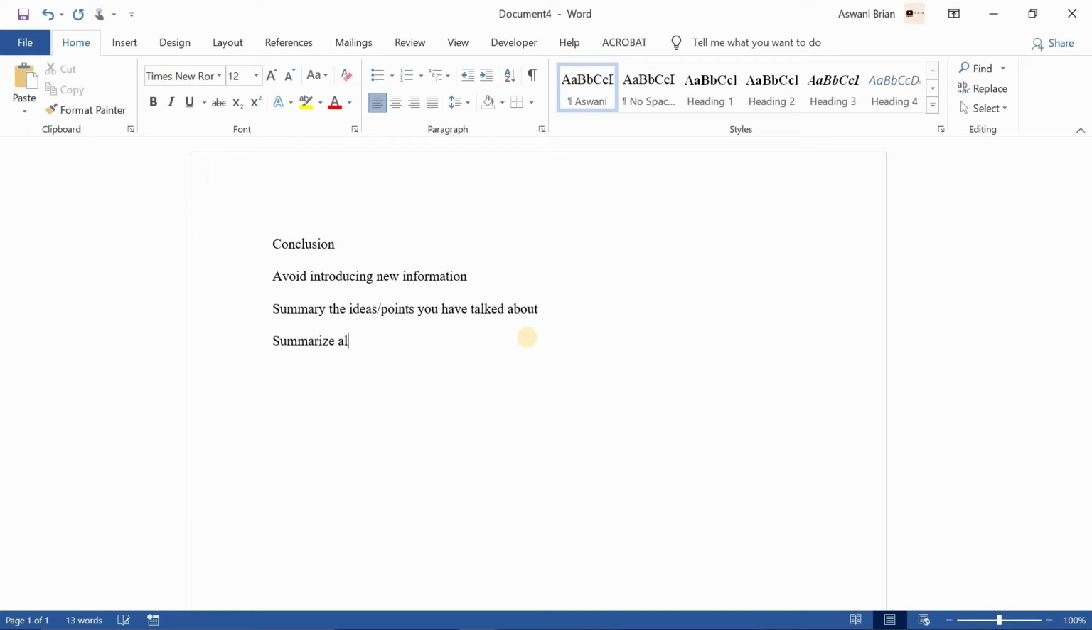So make sure you summarize all the points. Don't leave any out. An example would be, maybe you talked about effects of corruption and you are keen on categorizing these effects into social, economic, and political effects. So in the conclusion, you should talk about all of them. Okay, so you can just write something like this.